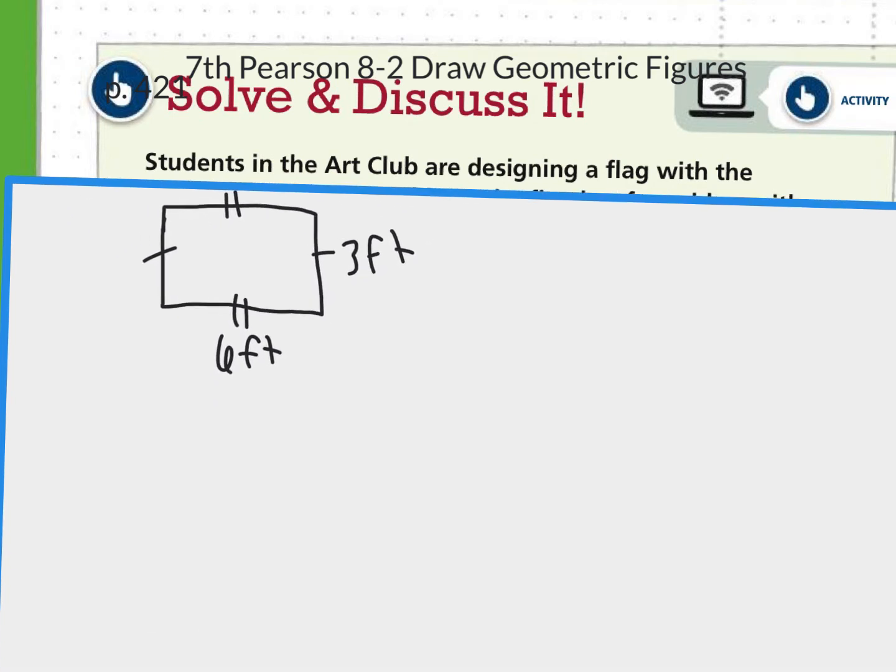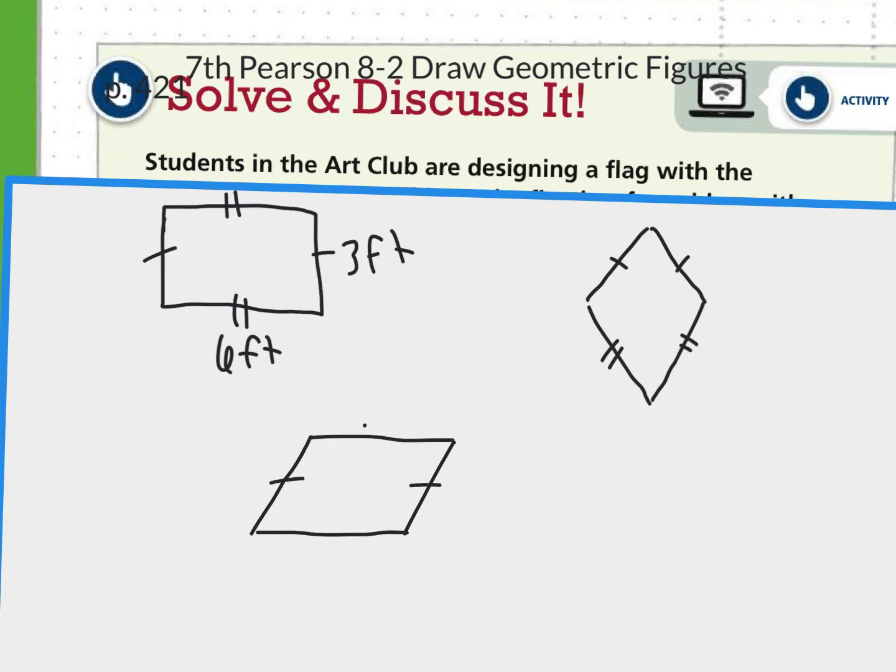Another option, I don't know if I've seen a flag that's got this shape before, but you could technically have a kite. Okay, something like that. You could use the same dimensions if you want. And then we have one other option that we could make with the information they're telling us here. And that final option would be a parallelogram. Parallelogram, something like this, okay? So those would be our 3 options that we could do on this problem.